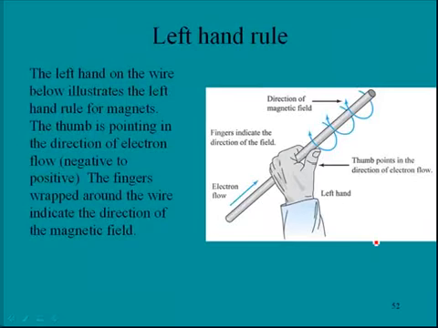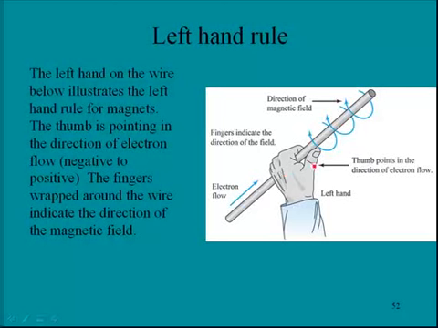The left-hand rule is one way of remembering the information on the previous slide. The left hand on the wire below illustrates the left-hand rule for magnets. The thumb is pointing in the direction of electron flow. Remember, negative to positive. The fingers wrapped around the wire indicate the direction of the magnetic field. And this has got to be your left hand. If you do it with your right hand, it'll be wrong.